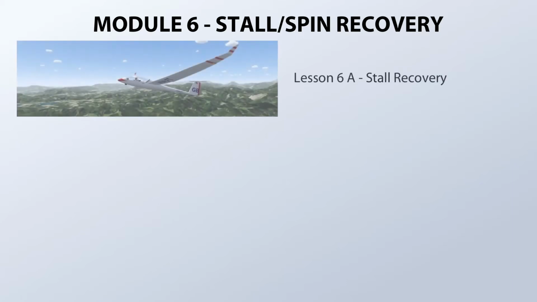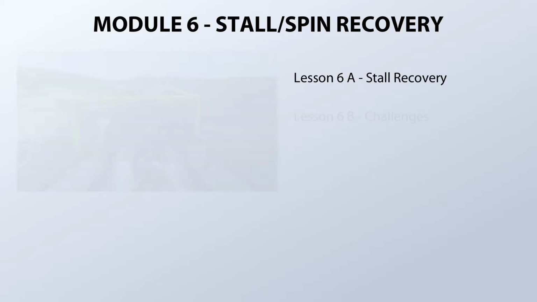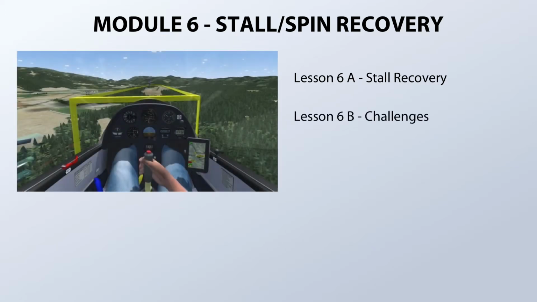Stall and spin recognition and recovery is the topic of Module 6. First, the student learns to recognize and recover from a stall in straight flight. The student is then faced with some challenges, which require them to stay above boxes outlined by these yellow lines. This gets them to concentrate on a goal while forcing them into situations where the glider will stall.